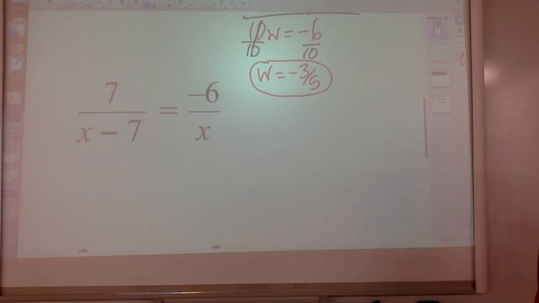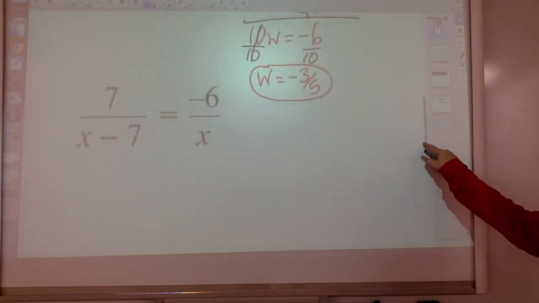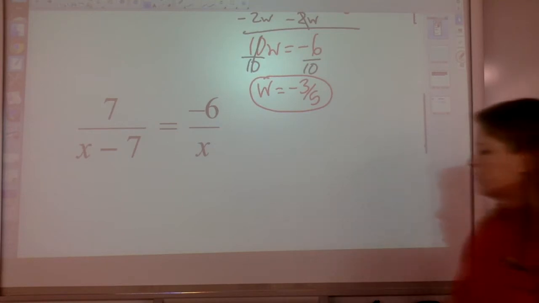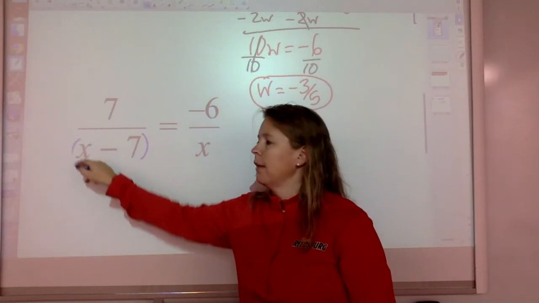Let's try one more like that before we do a double. I think we have a double distributive coming up. Yep. We'll do one more like this first. Go ahead and write it down. 7 over x minus 7 equals negative 6 over x. First things first, put parentheses around it.